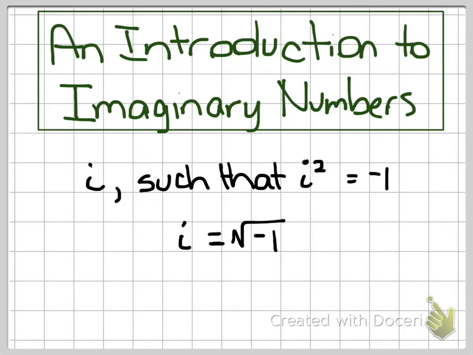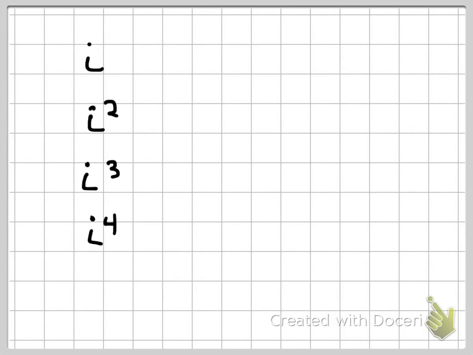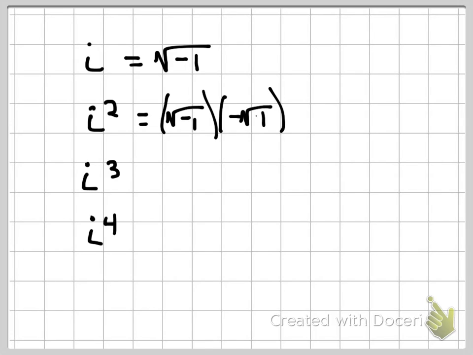Now I want you to notice that we're only going to use the positive value of that. Okay, so if i is equal to the square root of -1, and then if you square that, the square root of -1 times the square root of -1 is going to be equal to -1, which we have already said. But let's take it a step further.